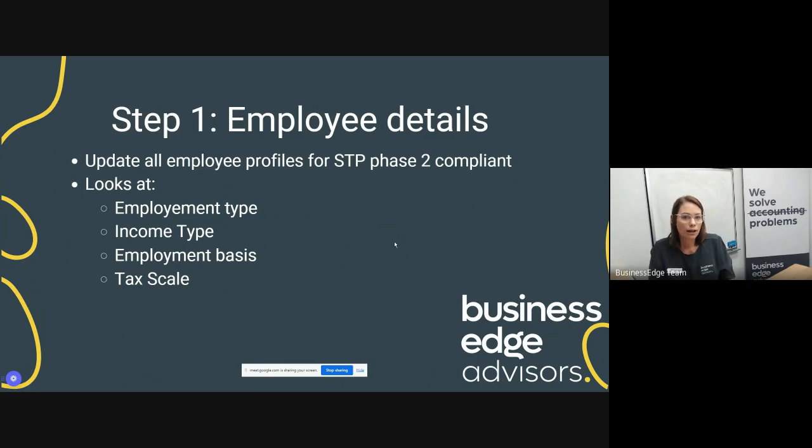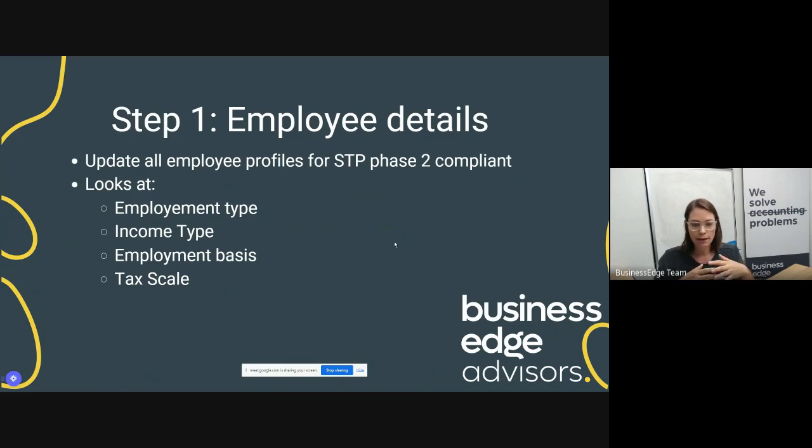So what does that look like? What employee details is the ATO specifically looking at? It's looking at the employment type, so whether they're an employee or a contractor. The income type looks at how they're paid, so are they paid on salaries, or are you a closely held employee? We're going to look a little closer at that in a minute. The ATO also want to know the employment basis, whether they're full-time, part-time or casual, and their tax scale.